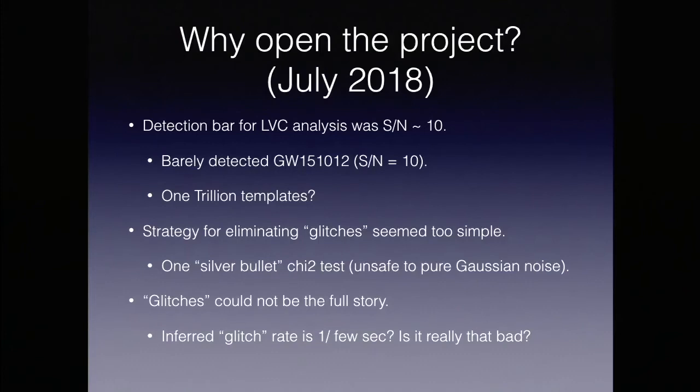So we said, okay, maybe it's just about glitches. And we looked at the strategy for eliminating glitches, and we said 1,000 people in the instrument, they invested so many complicated things to reduce the noise 10% by 10%. And in the end, they have one mechanism to guard from glitches. We could not comprehend what is going on. And we also knew that glitches could not be the full story. Because if you have a problem with SNR 10, and this event is actually kind of an SNR 7 in the two detectors, the inferred glitch rate above SNR 7 is basically 1 per second, 1 per few seconds. And we just could not believe that.